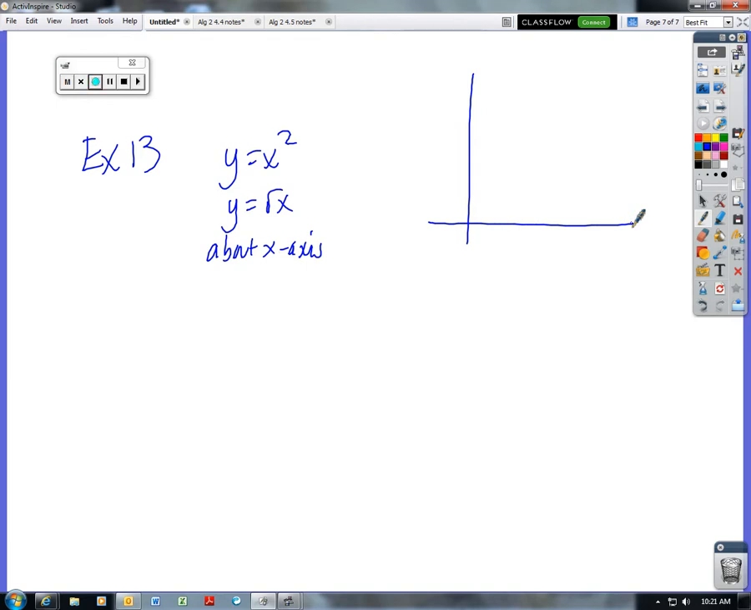So when you graph these, we know they both go through 0, 0, and they actually both go through 1, 1. And y equals x squared is concave up, and y equals root x is concave down. So they look like that. So this region here is going to get revolved about the x-axis so that you can get a sense of what it looks like.